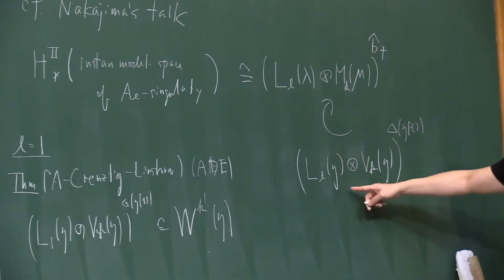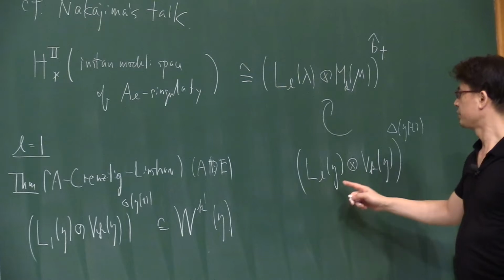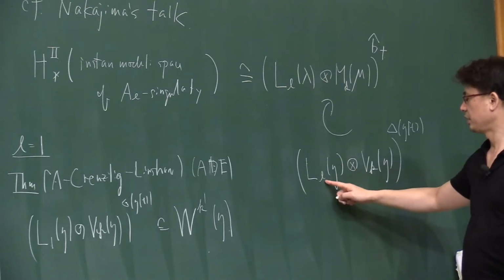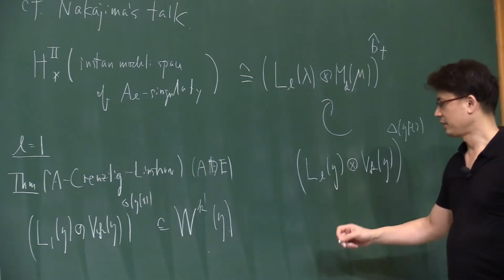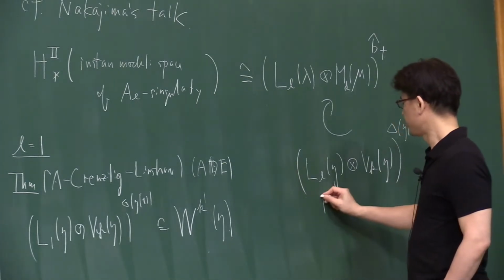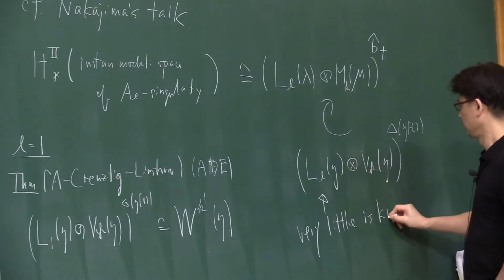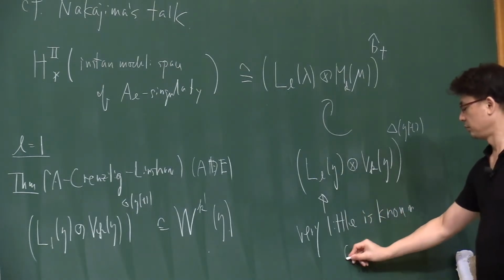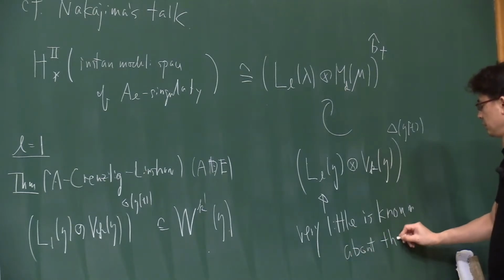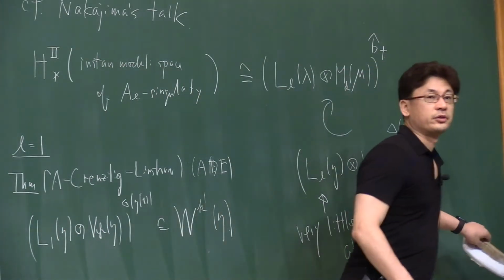But he was explaining a more general setting when l is equal to or greater than 2. Then you get something which has level greater than 1. Then we don't know anything about this coset vertex algebra. So very little is known about this VOA. When l equals 1, it's isomorphic to the W-algebra, but otherwise we don't know how to describe it. So it's an open question to describe this VOA.